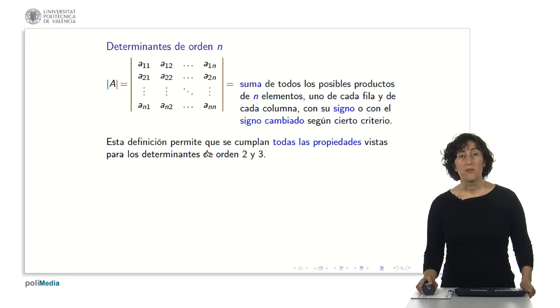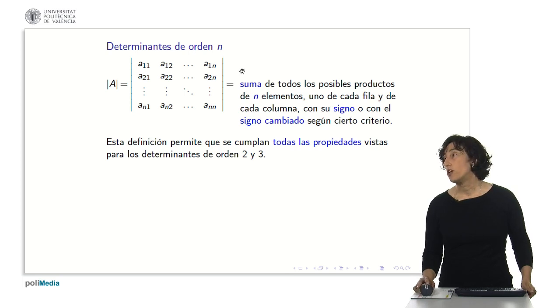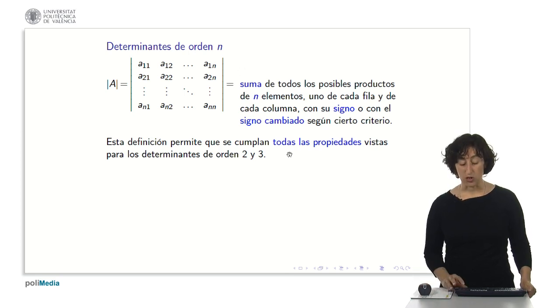Therefore, this definition allows all the properties that we have seen for the determinants of order 2 and 3 to be met. Therefore, from now on, to calculate determinants of superior order, we are going to apply those properties, especially the last one that we have seen, which is the one that helps us the most.